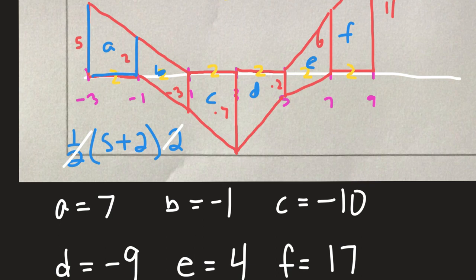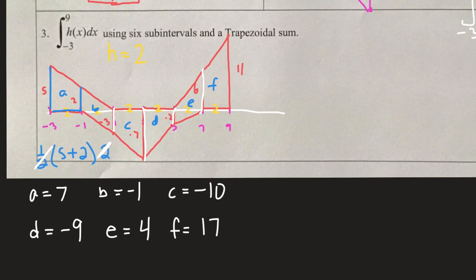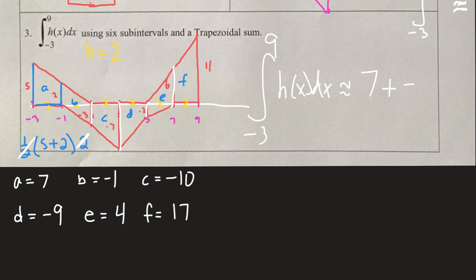So this is all the areas of each of my trapezoids, because all the 1/2s and the 2s cancel, so it's basically just the sum of your 2 y values for each of these trapezoids. Then when I actually do my integral, if I take the integral from -3 to 9 of my function h of x dx, this is approximated by simply adding up all of the areas of my trapezoids. That's -10 plus -9 plus 4 plus 17. When I add all these things up, I get 8.